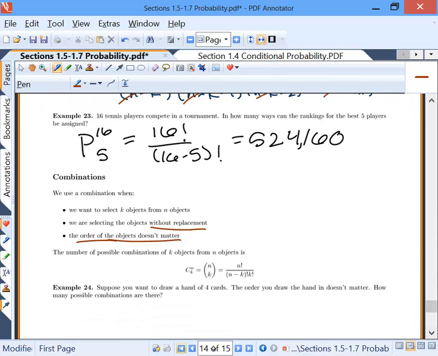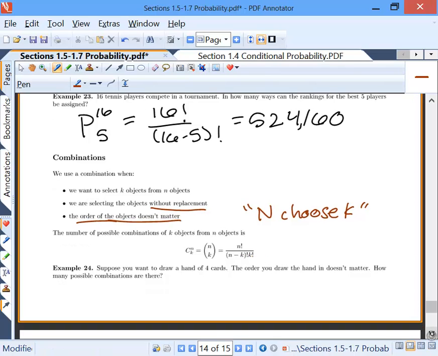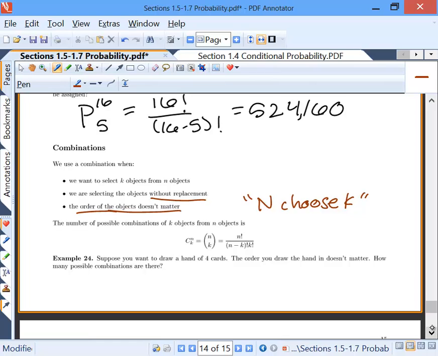So the number of possible combinations, C(n, k). We use this symbol a lot. This is n choose k. You might even see this symbol somewhere on your calculator. We read this n choose k. It is n factorial over n minus k factorial times k factorial. So again, we use this when our order does not matter.